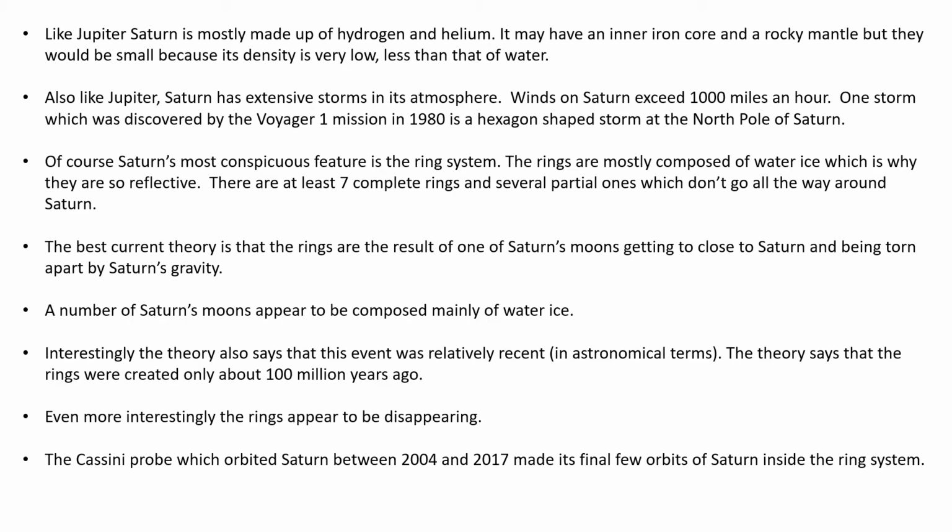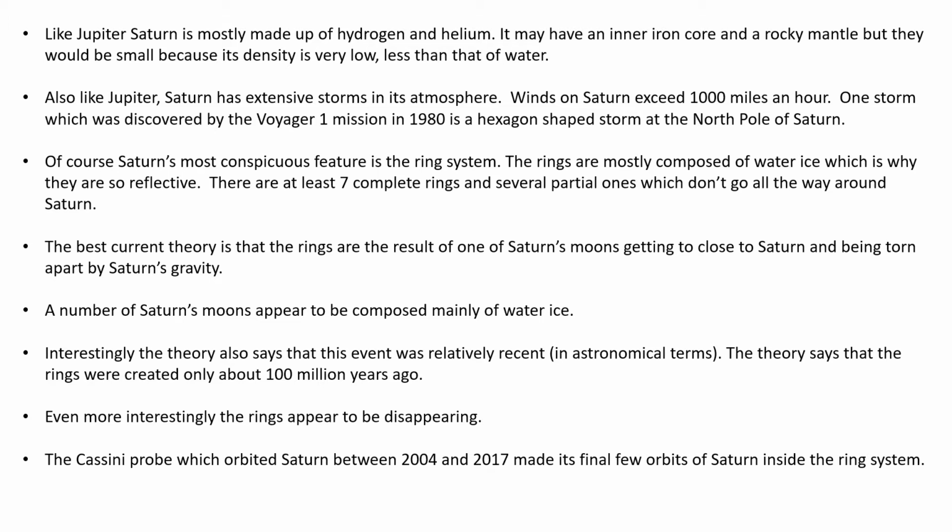Like Jupiter, Saturn is mostly made up of hydrogen and helium. It may have an inner core and a rocky mantle, but they would be very small because Saturn's density is very low. In fact, it's less than the density of water. Also, like Jupiter, Saturn has extensive storms in its atmosphere. Winds on Saturn exceed 1,000 miles an hour. One storm, which was discovered by the Voyager 1 mission in 1980, is a hexagon-shaped storm at the North Pole of Saturn. Of course, Saturn's most conspicuous feature is the ring system.